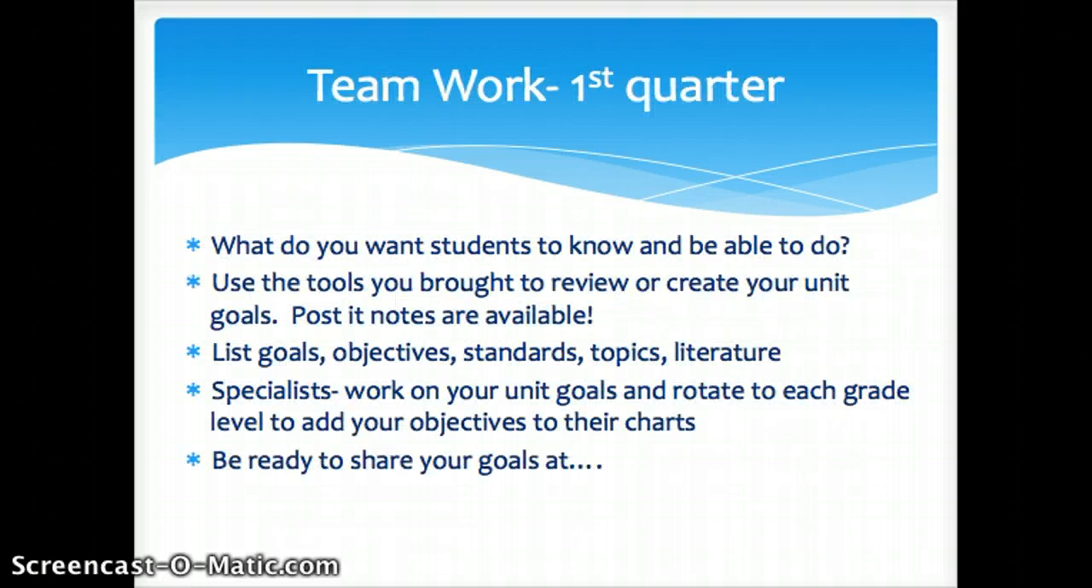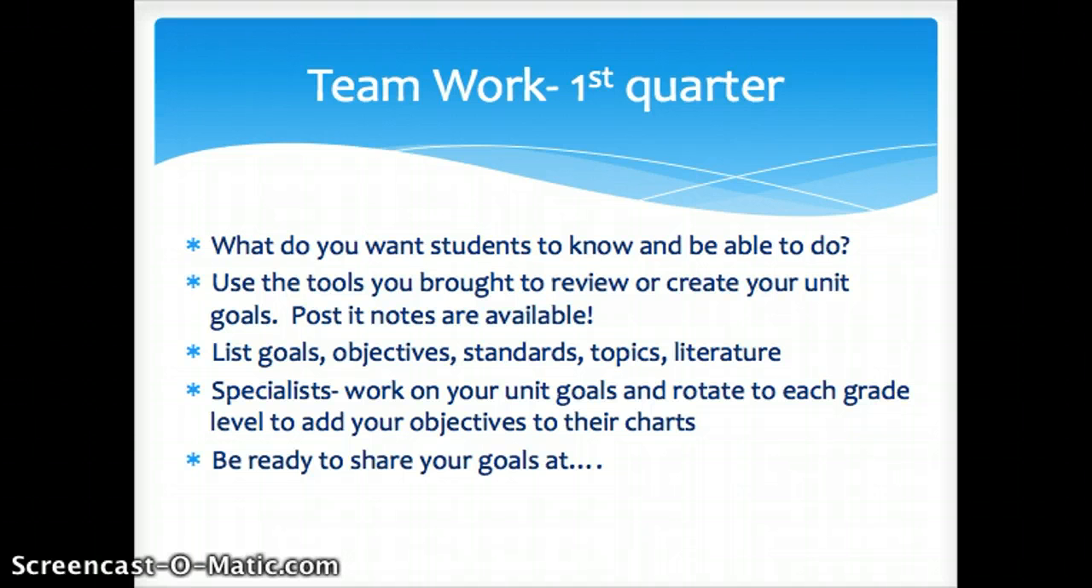It's time to go to work. Before breaking into groups to work, ask participants to clarify what they brought with them to plan curriculum. Make sure everyone has a place to work. Specialists can start by identifying their own first unit goals and then going to each grade level's map to collaborate and look for commonalities.